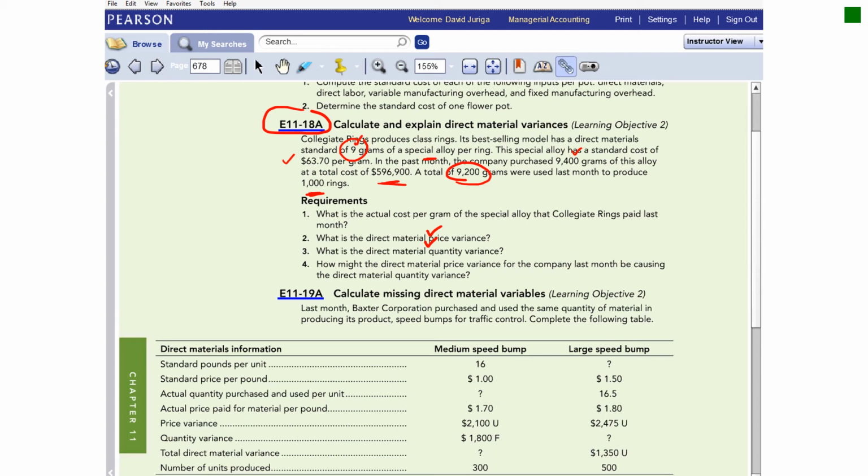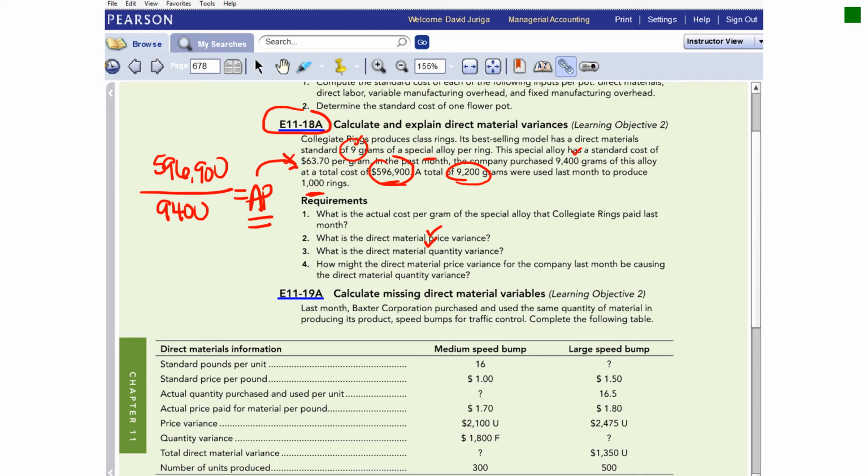Now, one more calculation you'll have to do is if you go back and find out this actual price, which was $596,900, you want to divide by what you purchased. And so if you divide that by the 9,400, that's going to give you your actual price purchased. You're going to compare that to the standard price to see how well you spent.